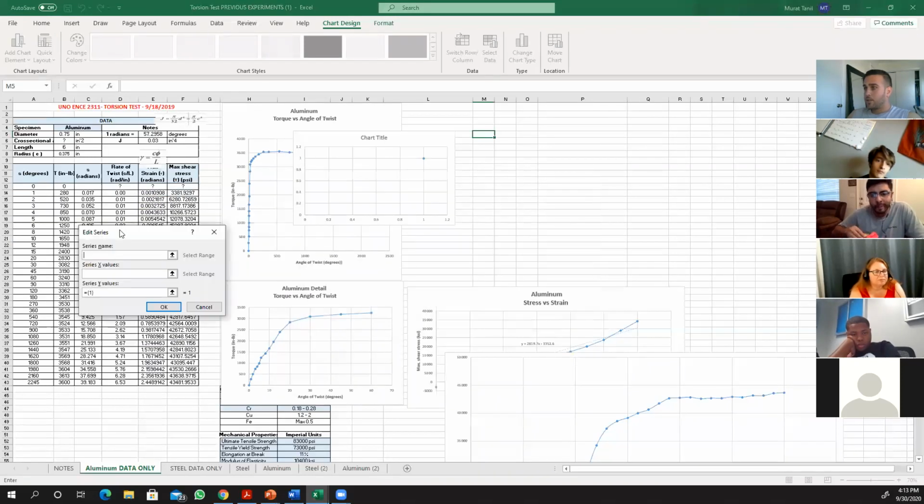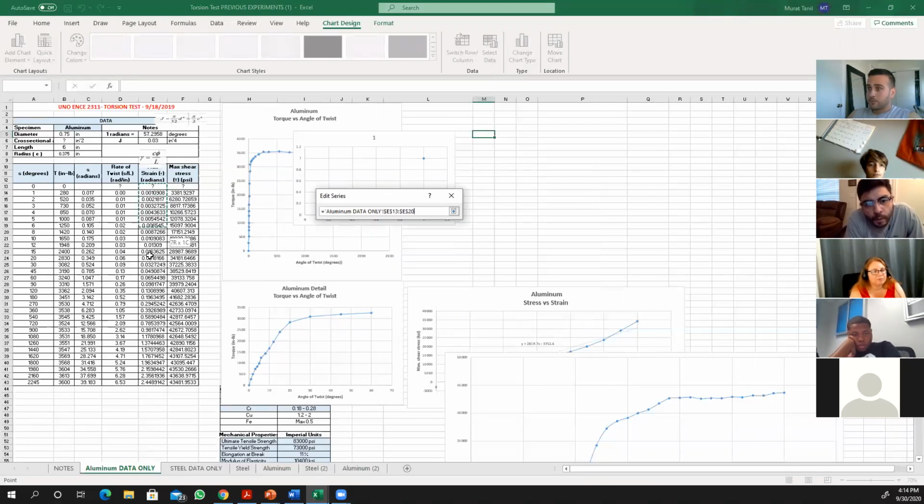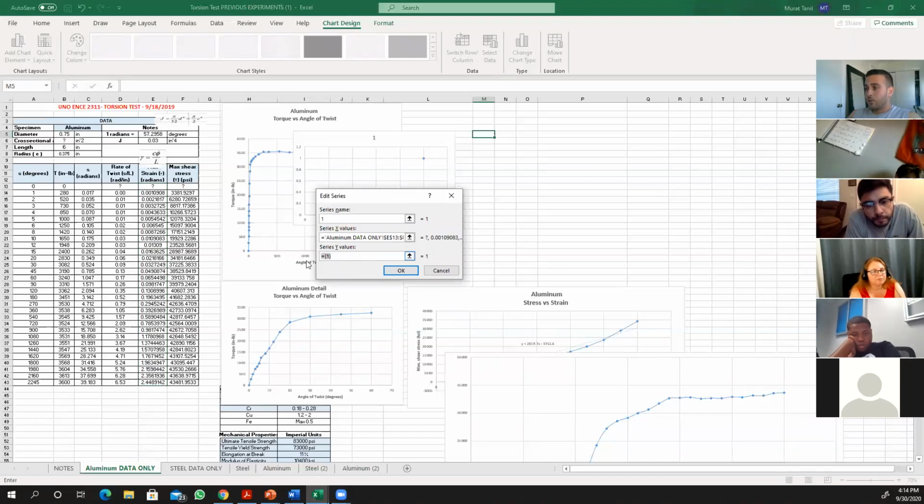I'm going to add the series. I'm going to select the series name, just say 1. And the x values. That goes to the x-axis, which is the horizontal axis. What do I want to see on the horizontal axis? I want to see the shear strain, starting from 0. And then on the y-axis, I want to see the shear stress, maximum shear stress.